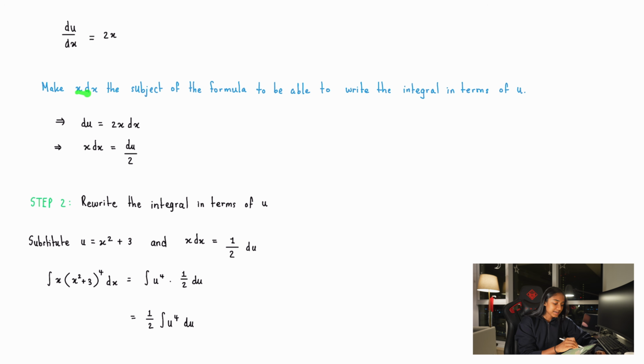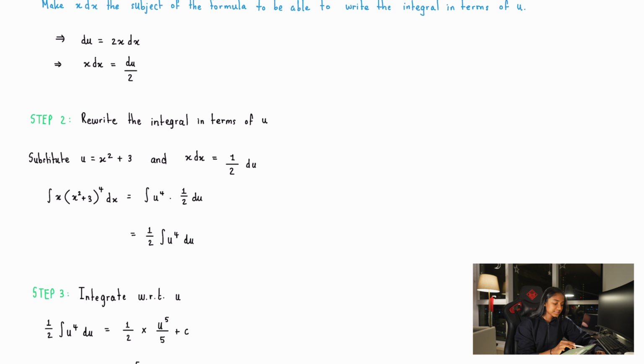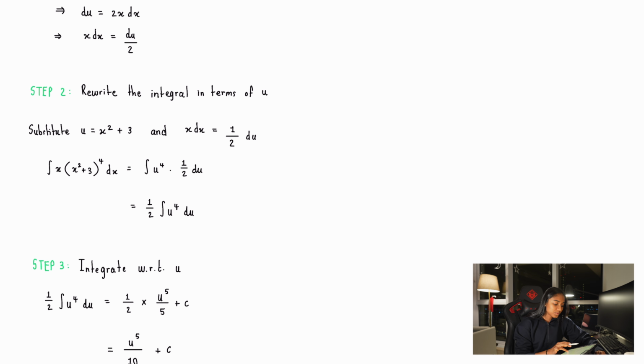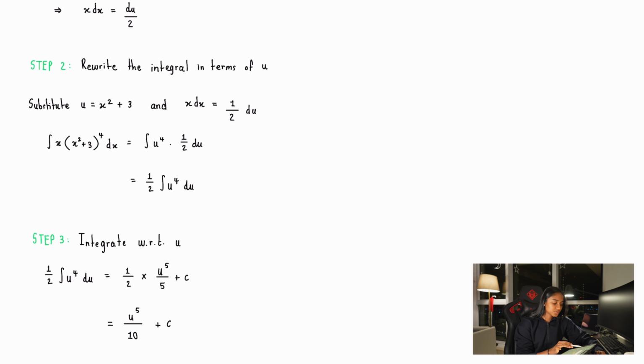We are going to make x dx the subject of the formula, to be able to write the integral in terms of u. So x dx would be equal to du over 2. All we did here was move the 2 over. Now we rewrite the integral in terms of u. We substitute u and x dx into the original integral. We get the integral of u to the power 4 multiplied by a half du. We simplify it by just pulling the half to the front.